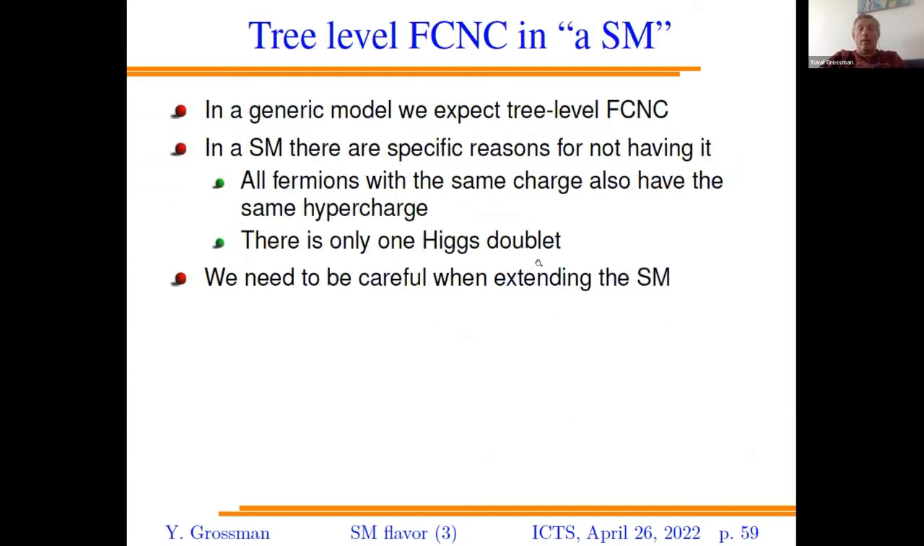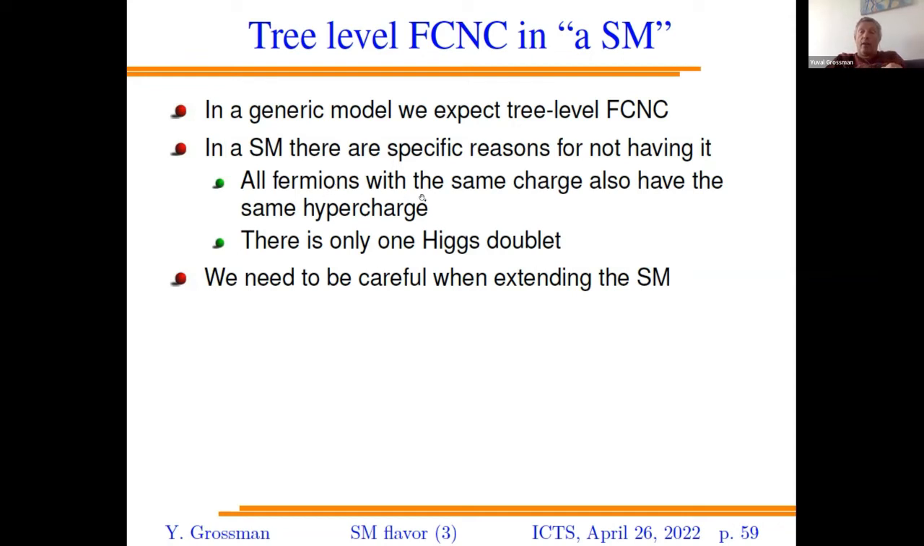So let me summarize the story of tree-level flavor change in neutral current in the standard model. In a generic model, we expect tree-level FCNC. A generic model is not the standard model, just a generic one. There's no reason that flavor changing should happen only with charged current. It could happen with neutral current. In the standard model, there are two ingredients used in constructing the model that guarantee that there's no tree-level flavor change in neutral current.